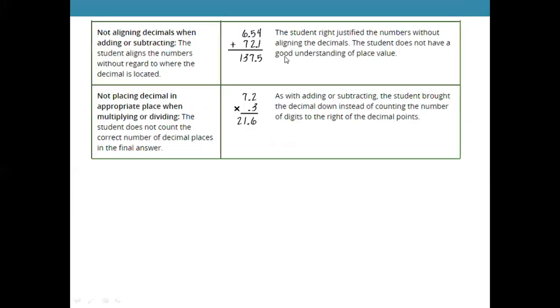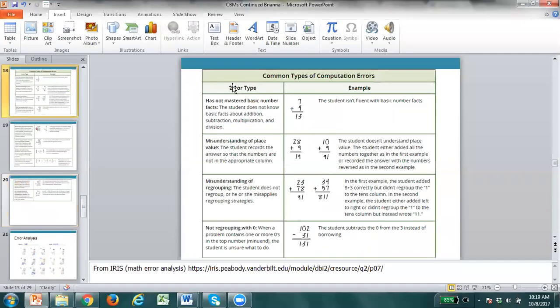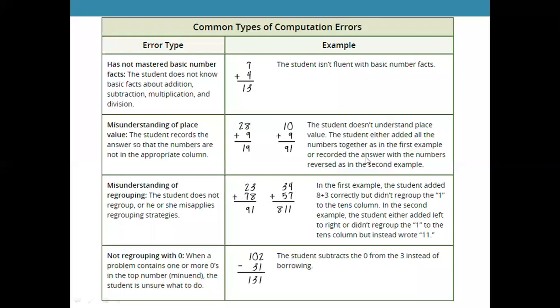So these visuals over these next 3 pages go over common types of computation errors in math, and that's coming from this IRIS webinar right here for math error analysis. So if you want to dig a little bit deeper into the information they have there, here is the link, but it breaks down math computation errors into the most common types that you can be looking for when you're analyzing math work samples.